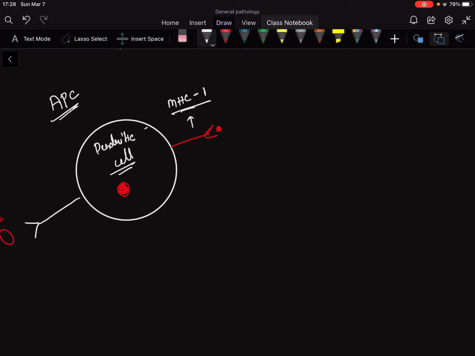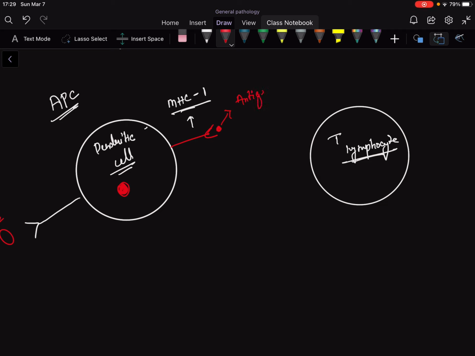So here is another cell. Actually, the dendritic cell doesn't do the killing of viruses. It is just an antigen presenting cell. The killing of the viruses is done mainly by T lymphocytes or B lymphocytes. So suppose this is a T lymphocyte, and in order to accept this antigen, this is the antigen, right, it should also have a type of receptor.